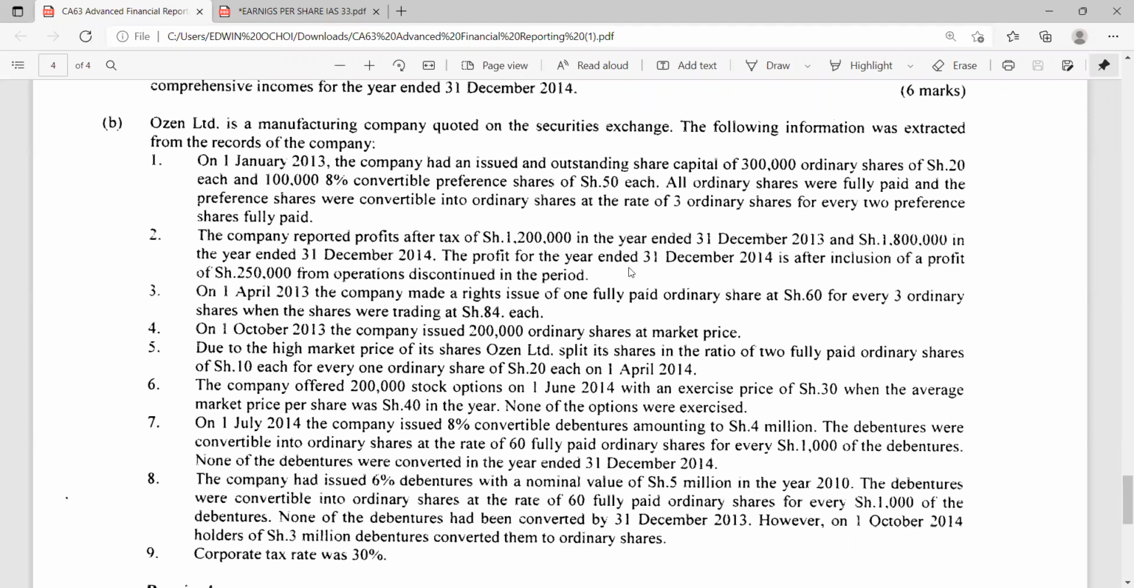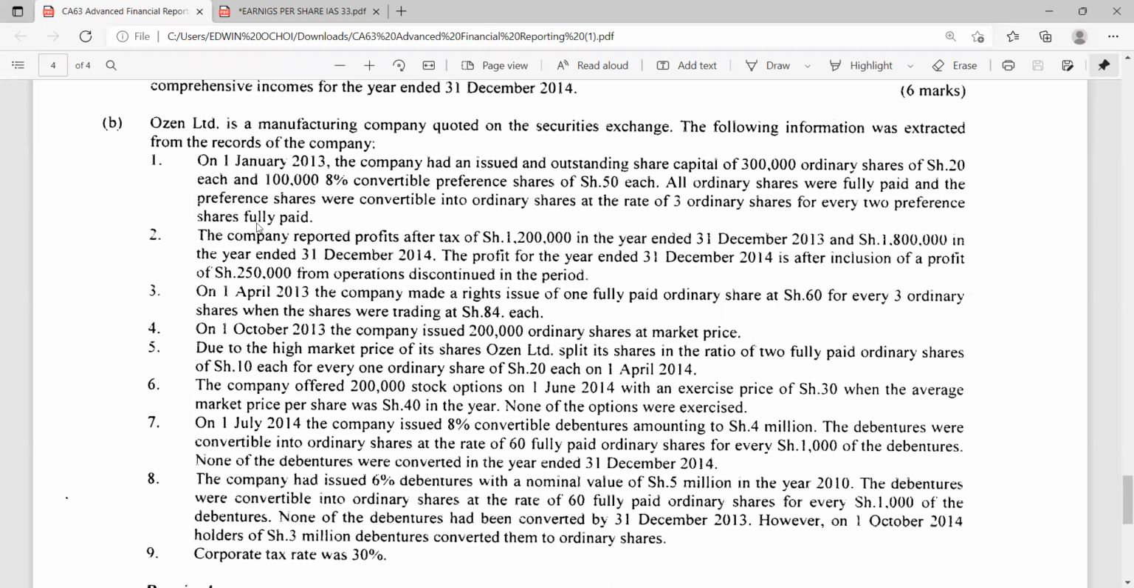The profit for the year ended 31st December 2014 is after inclusion of a profit of 250,000 from the operations discontinued in the period. Number 3, on 1st April 2013, the company made a rights issue of 1 fully paid ordinary share at shilling 60 for every 3 ordinary shares when the shares were trading at shillings 84 each. Number 4, on 1st October 2013, the company issued 200,000 ordinary shares at market price.